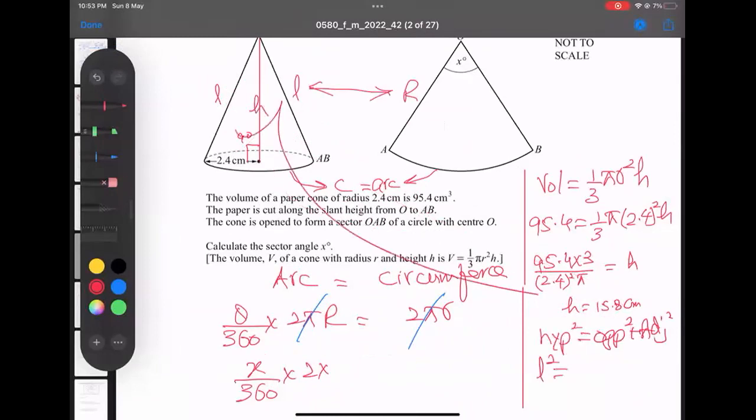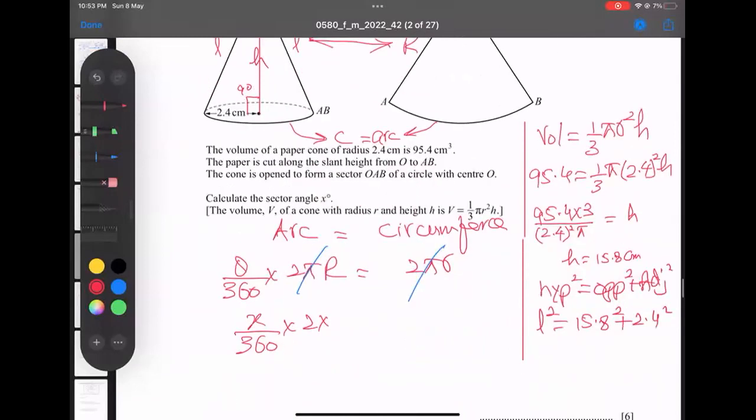We already have H, I got it here, 15.8. So 15.8 squared plus 2.4 squared, take the root of the whole, to get L. Let's see what answer turns out. The slant height is coming as 15.98. Okay, 15.98.